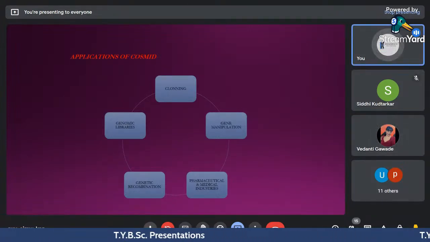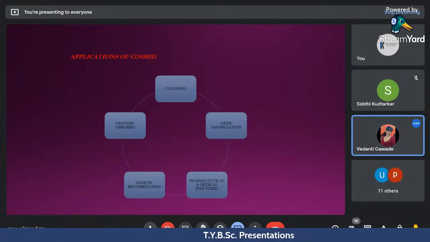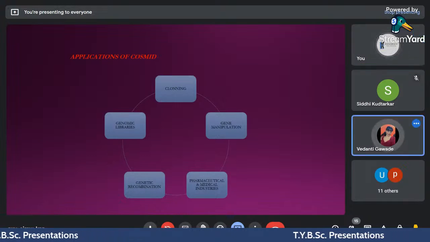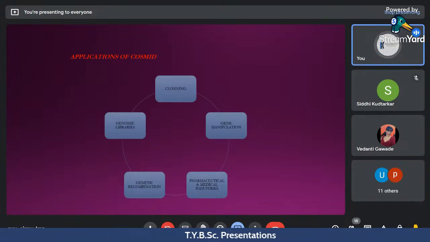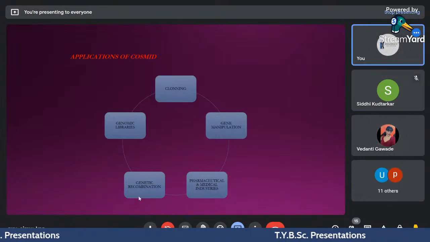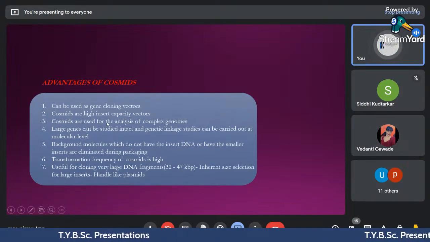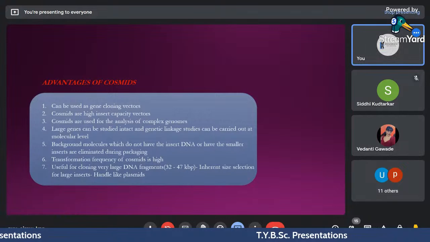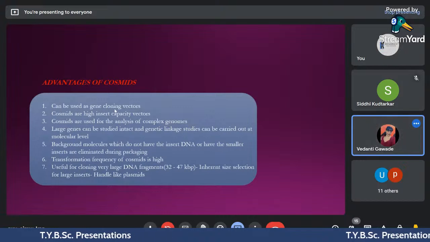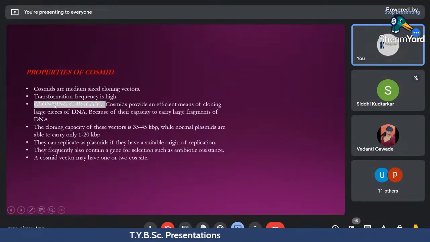Okay, CLO cloning. एक मिनिट. CLONNING. सिंगल एन. नहीं. सिंगल एन. गलती से हो गया सर. हाँ.